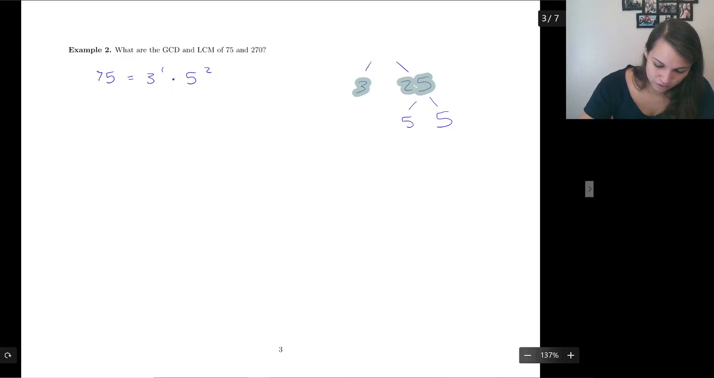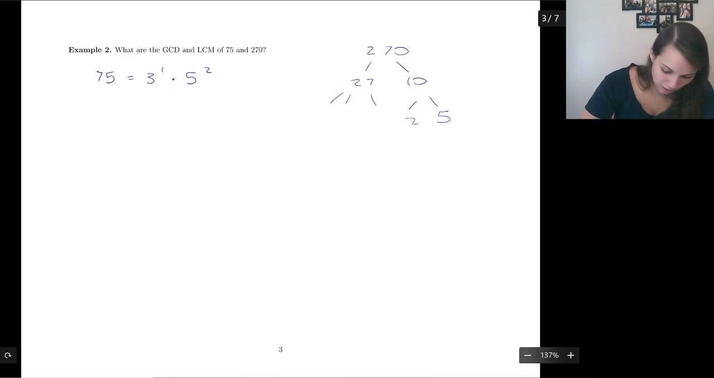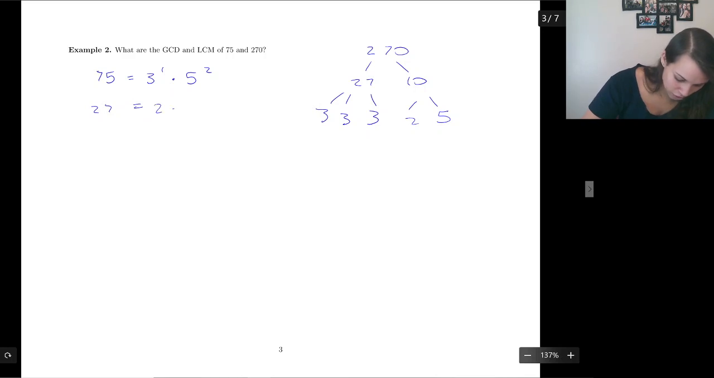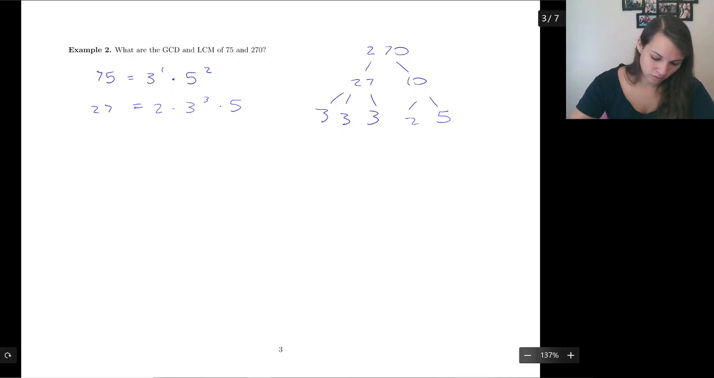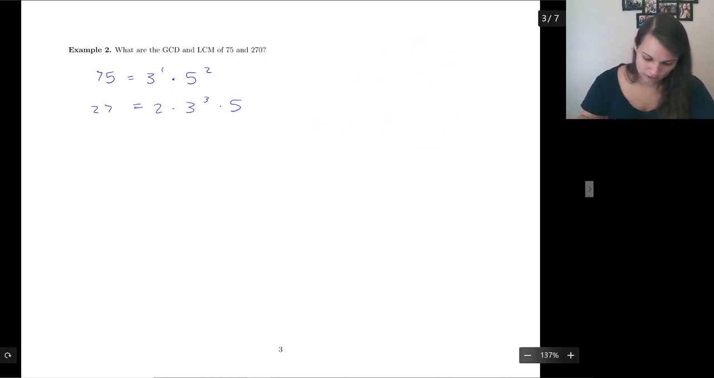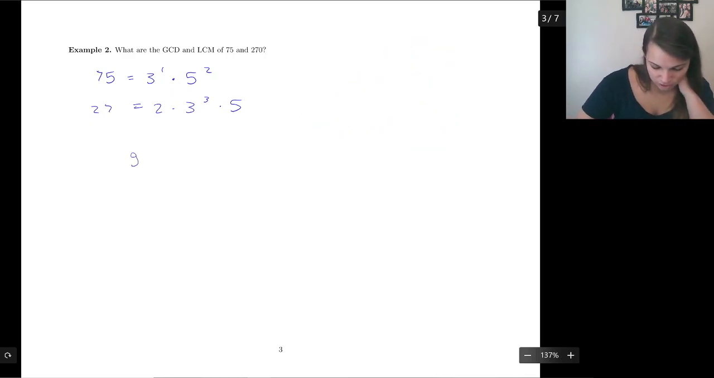And then if we do 270, I see a 27 times a 10, which is going to be a 2, a 5, and 3 3's. So 27 is 3 cubed. Oh, nope, let's start with the smallest one. 2 times 3 cubed times 5. Okay. So now that we have that, we're going to do the GCD first of 75 and 270.